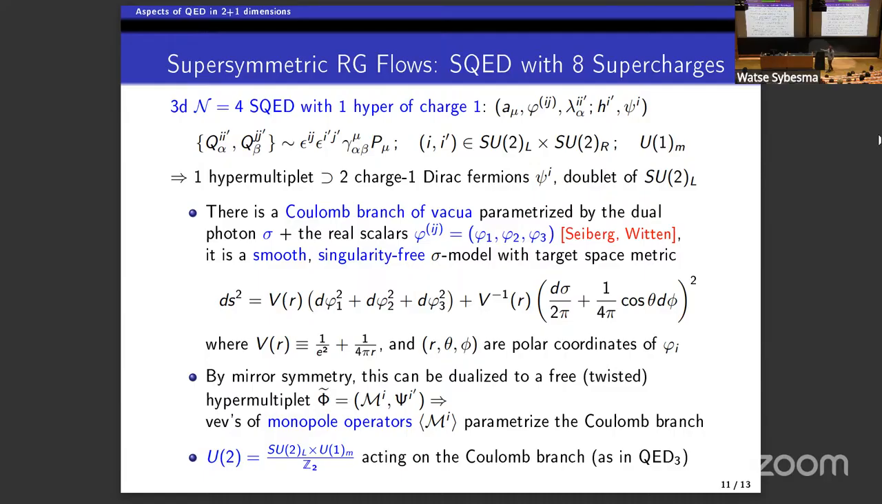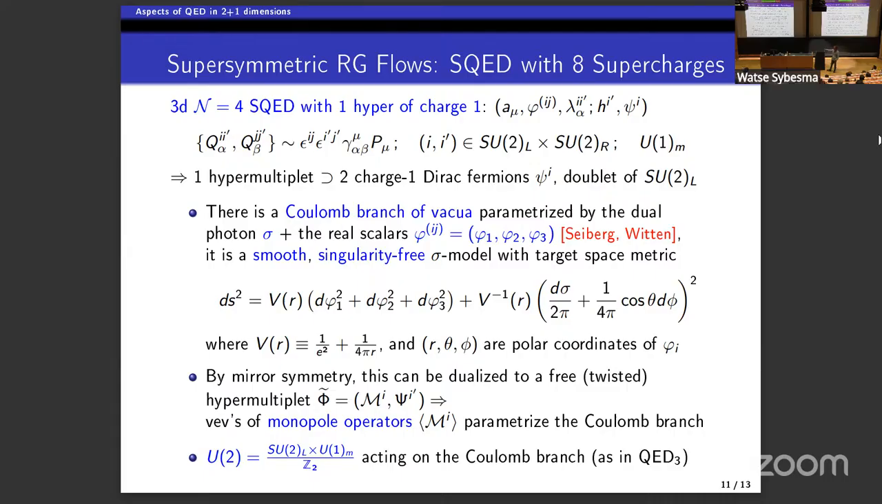Now, by mirror symmetry, this Coulomb branch can be dualized to the theory of a free twisted hypermultiplet. Twisted just means that while in the ordinary hypermultiplet, the boson is a doublet of the right symmetry and the fermion is a doublet of the left symmetry, twisted is the opposite: the boson is a doublet of the left symmetry and the fermion is a doublet of the right symmetry. But this boson is nothing but the monopole operators, because you can compute the charge of this guy and this is just the monopole.